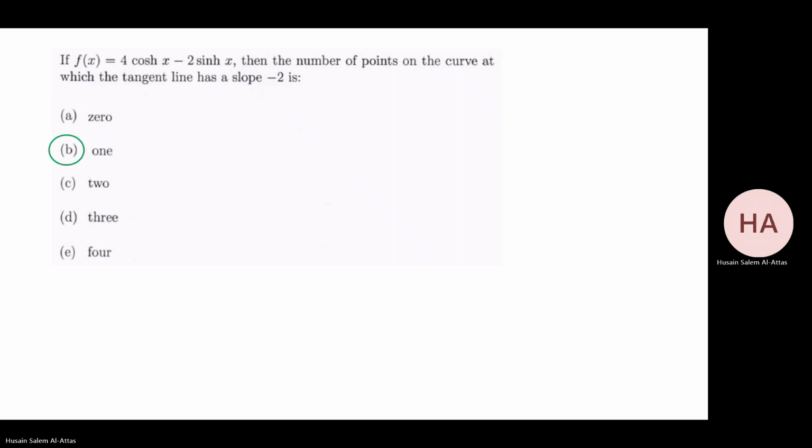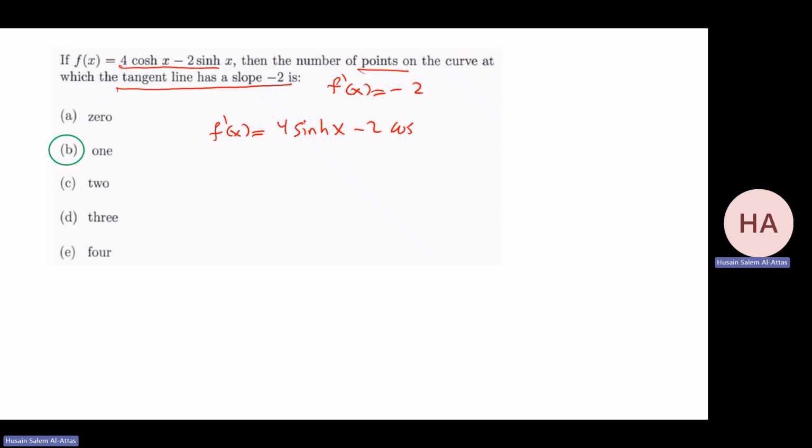Yeah. This is maybe a little bit complicated. I know that the number of points at which the tangent line has slope this. So I need f prime equal to minus 2. Take f prime of this. F prime would be what? 4 sine hyperbolic x minus 2 cosine hyperbolic x. I want this to be equal to minus 2.